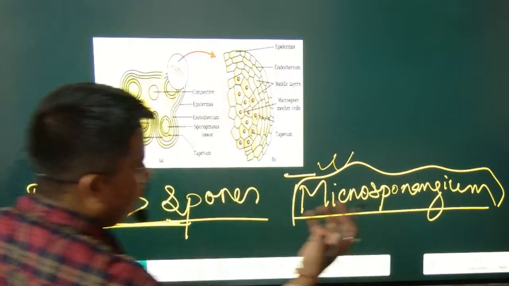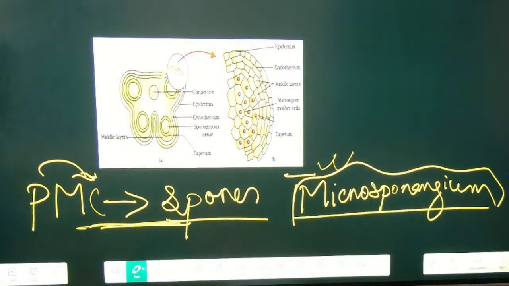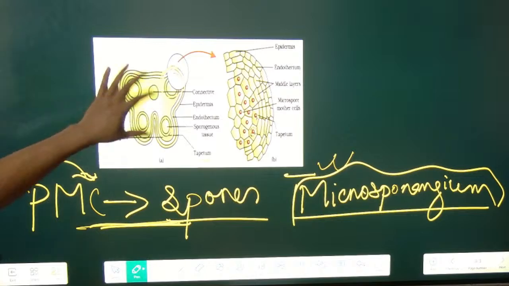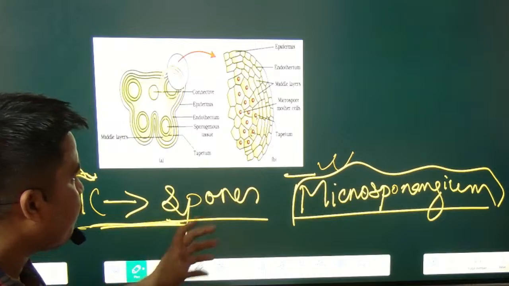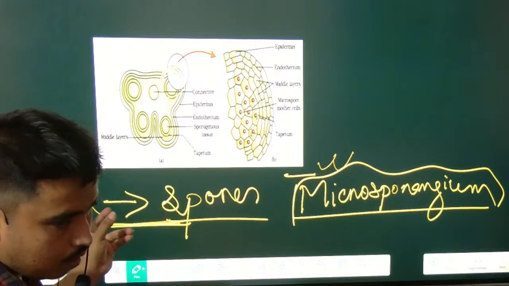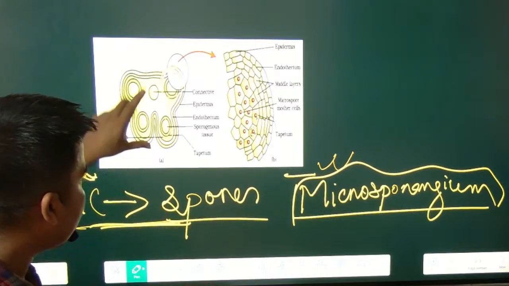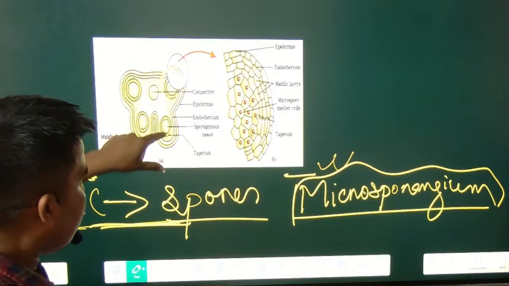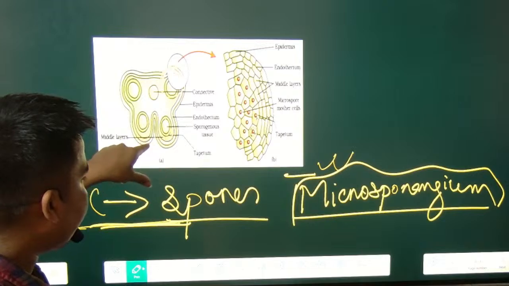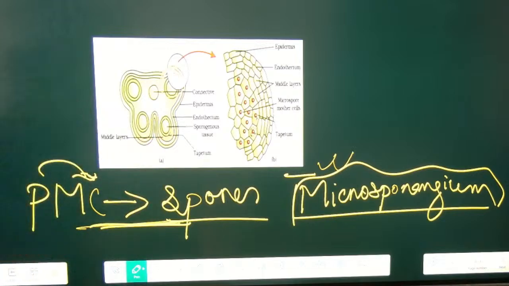The suffix means it is complete or filled with something. So microsporangium means a sac-like structure which is filled with microspores. That is the structure of the microsporangium. There is a layer called tapetum, which is responsible for giving nutrition to the growing spores.